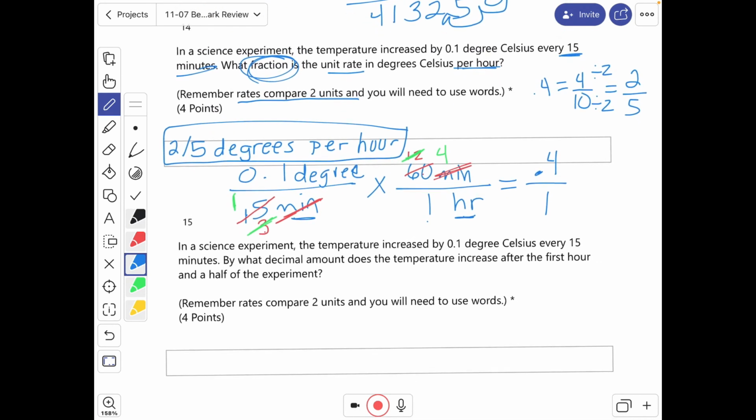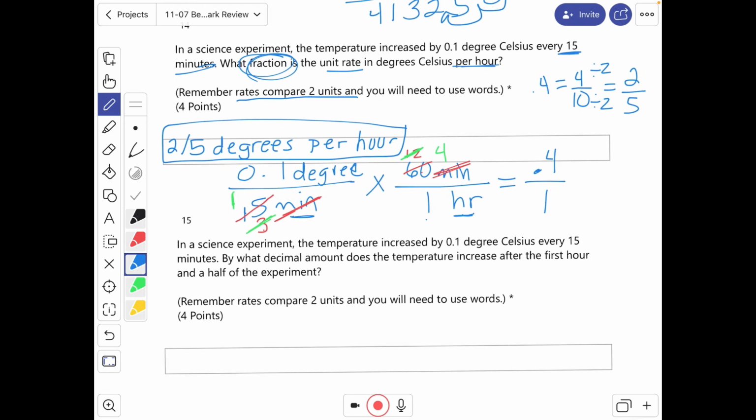The next question is very much the same thing, except it says decimal. And we already figured out that the decimal was 0.4. So as a decimal, it would be 0.4 degrees per hour. Must use the words if it says rate.